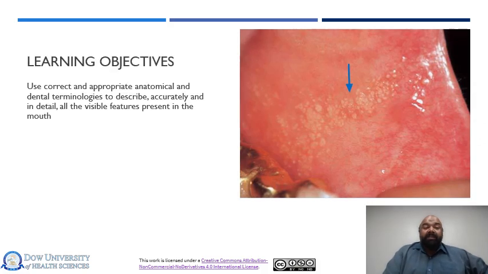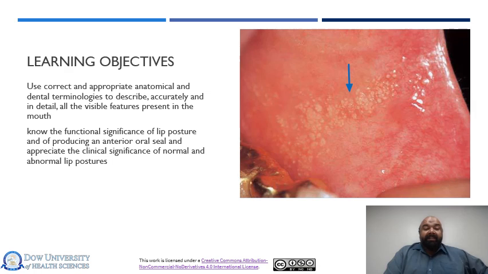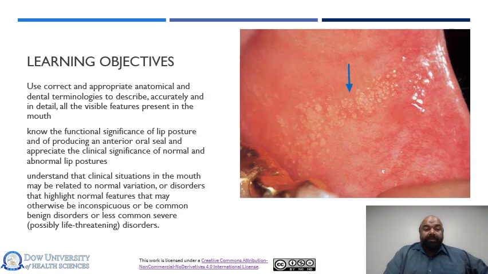So, the learning objectives are that by the end of this session, students will be able to use correct anatomical and dental terminologies to describe the features which are present in the oral cavity besides the teeth. And we'll be looking at the functional significance of the lip posture in making an anterior oral seal, and we'll be appreciating the normal and abnormal lip postures.